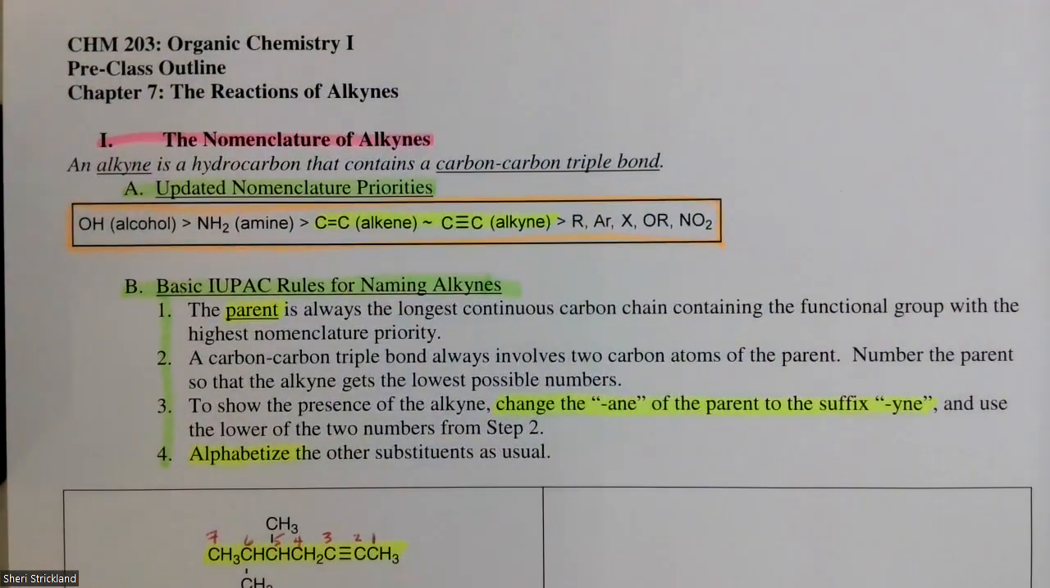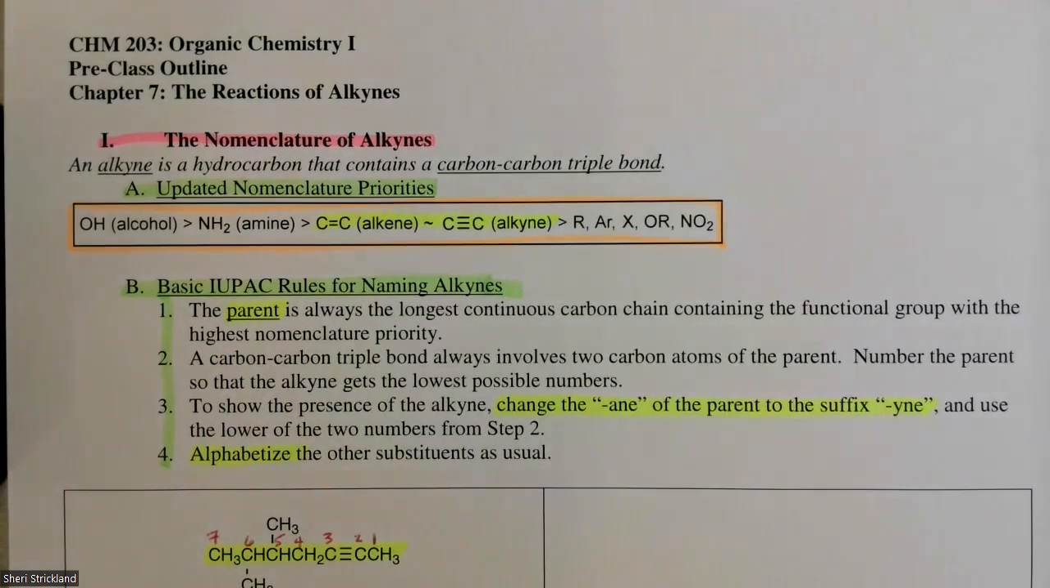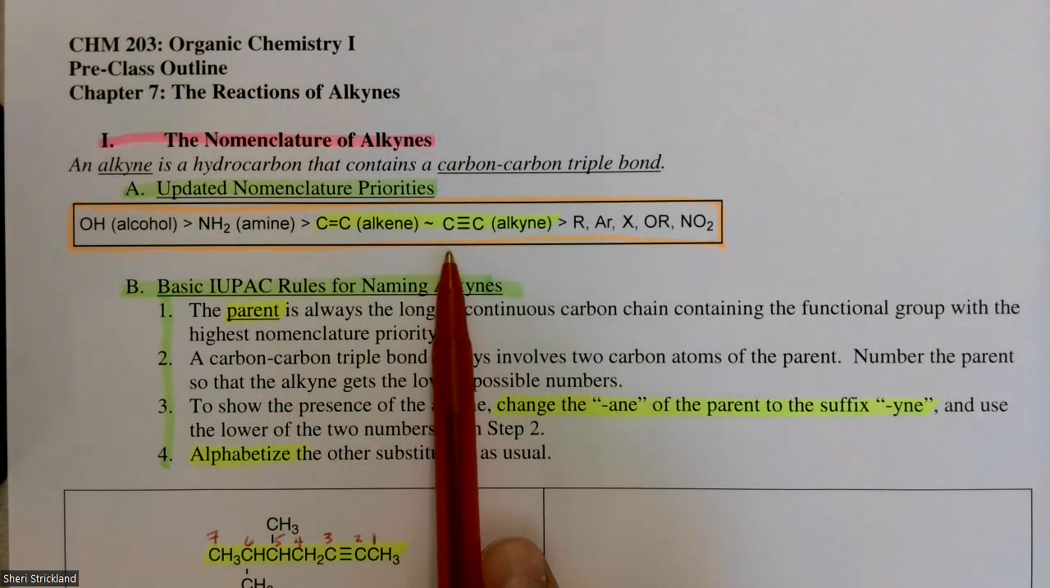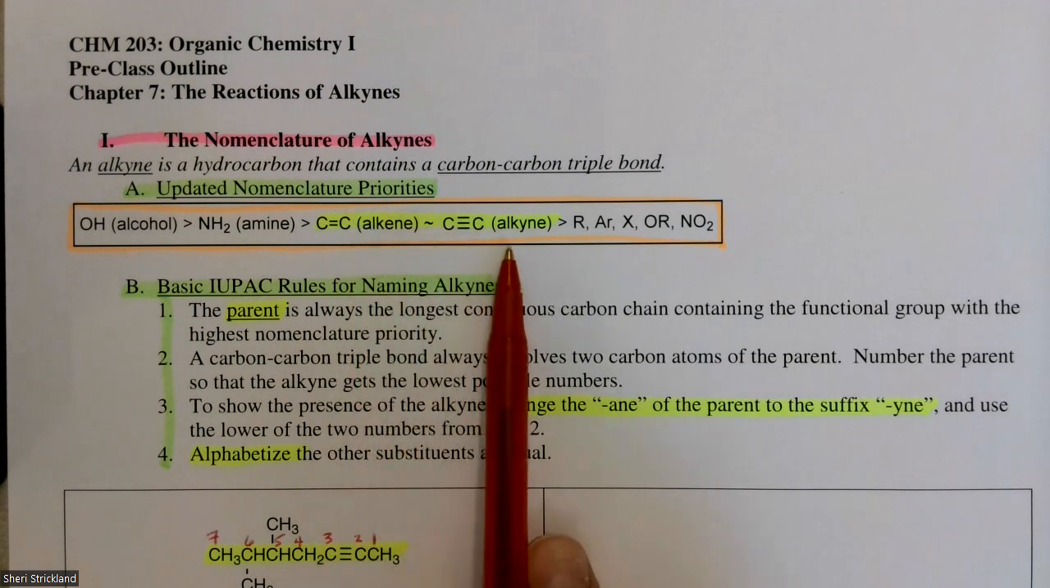So we've done a lot of nomenclature so far, and you know already that an alkyne is a hydrocarbon that contains a carbon-carbon triple bond. So the first thing I wanted to do is to put this in the context of the nomenclature priorities that we already have. And in general, an alkyne has about the same nomenclature priority as an alkene.